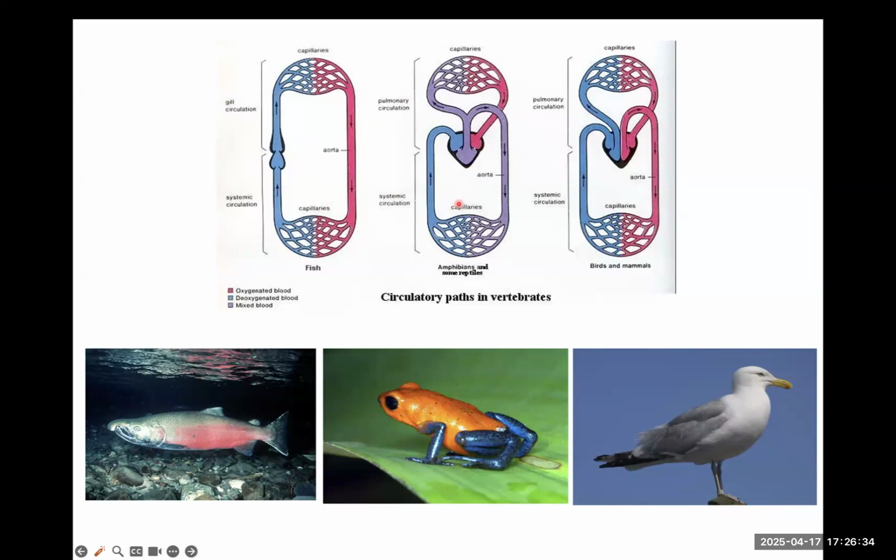So we've got amphibians and some reptiles. They've got three chambers. The ventricle is just one chamber, and that's where the mixing of the blood is happening. They mix and then they go back to the lungs and then gills. So at least part of it does. So this is not very efficient. Again, this only works if you're cold-blooded.